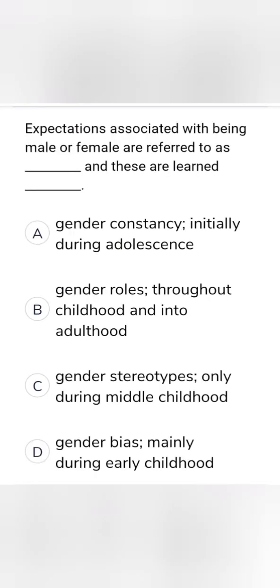Next question. Expectations associated with being male or female are referred to as blank, and these are learned blank. Option number A, gender constancy initially during adolescence. B, gender roles throughout childhood and into adulthood. C, gender stereotypes only during middle childhood. D, gender bias mainly during early childhood. Option number B is right. Gender roles throughout childhood and into adulthood is the right answer.